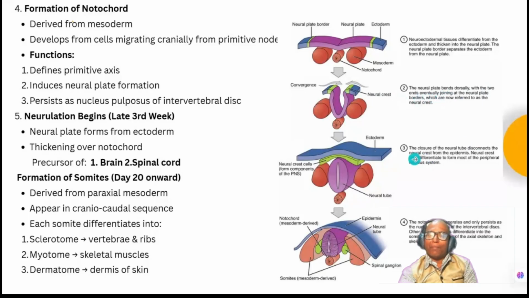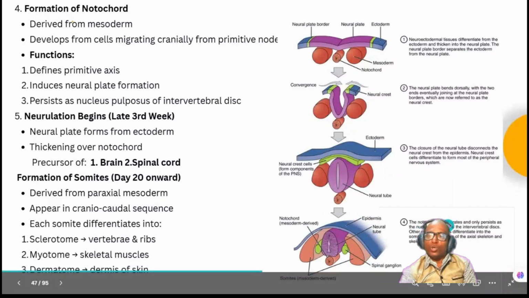Okay, now what happens further? The closure of the neural tube disconnects the neural crest from the epidermis. Neural crest cells differentiate to form most of the peripheral nervous system. So these neural crest cells will form the peripheral nervous system. Okay, the notochord degenerates and persists as the nucleus pulposus of the intervertebral disc. Other mesoderm cells differentiate into the somites and the precursors of the axial skeleton and the skeletal muscles.